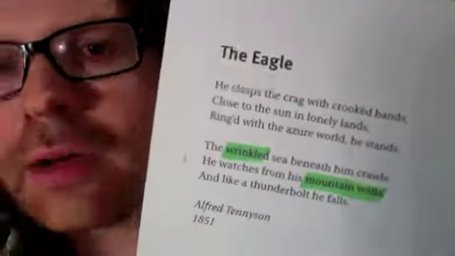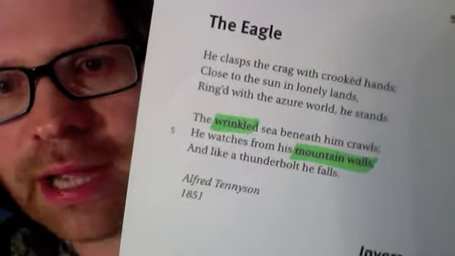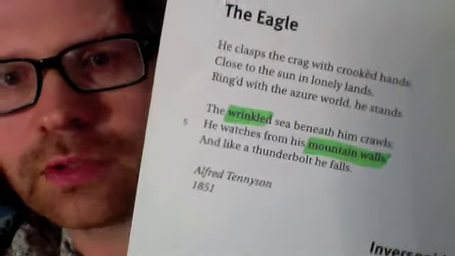You should have been able to find that. We also have what I would describe as at least two metaphors here: the wrinkled sea and his mountain wolves. So that's already, we have three. We've got alliteration, rhyme, and metaphor.